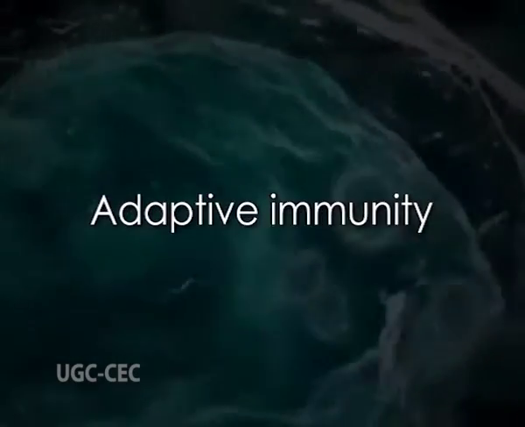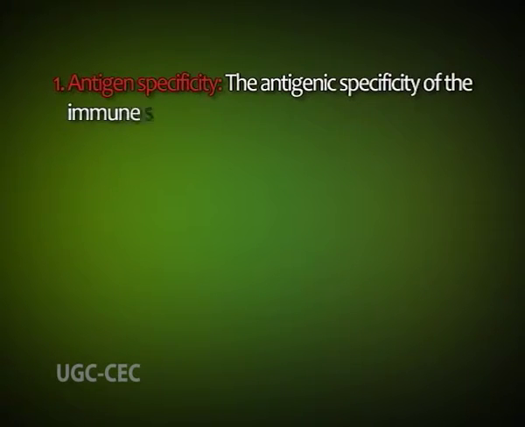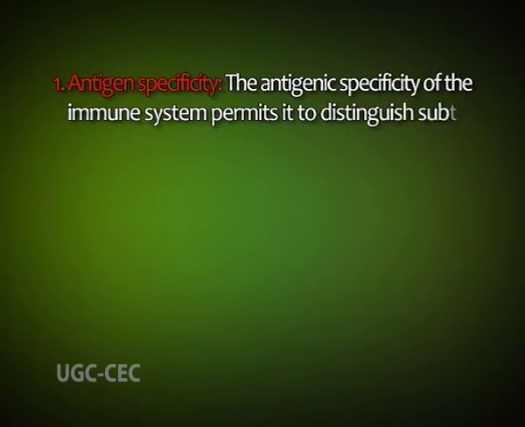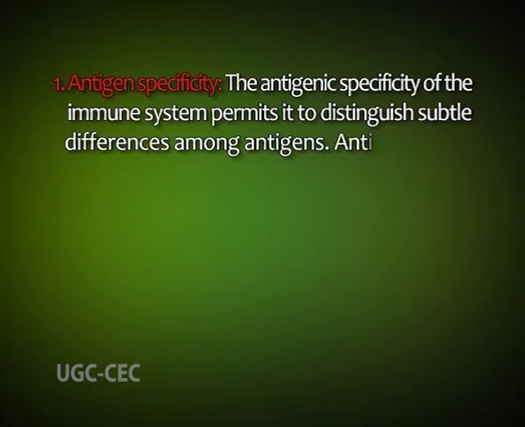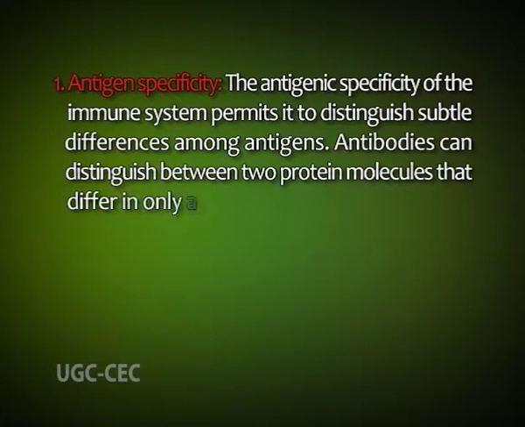Adaptive immunity. Adaptive immunity is capable of recognizing and selectively eliminating specific foreign microorganisms and molecules, that is, foreign antigens. Adaptive immunity displays 4 major characteristics. Antigen specificity. The antigenic specificity of the immune system permits it to distinguish subtle differences among antigens. Antibodies can distinguish between 2 protein molecules that differ in only a single amino acid.